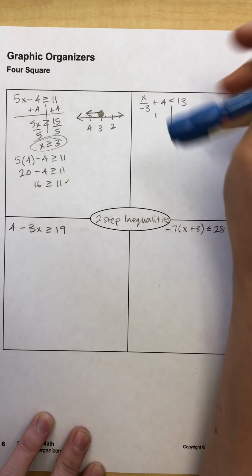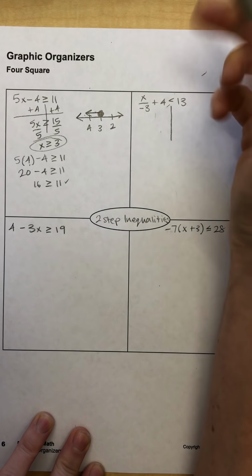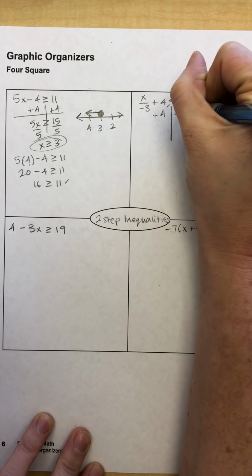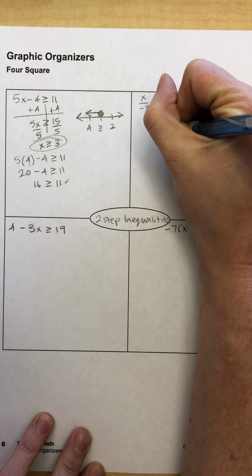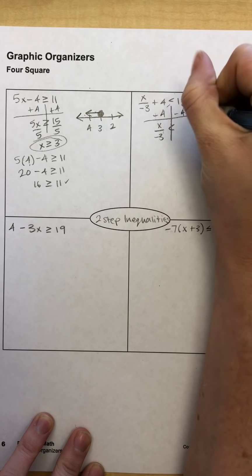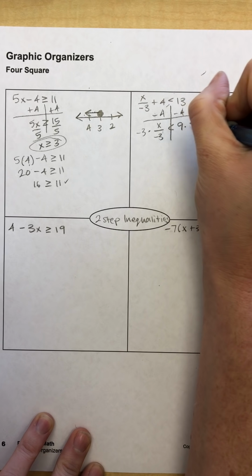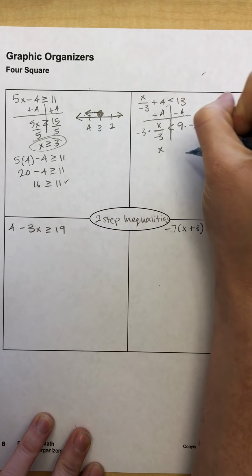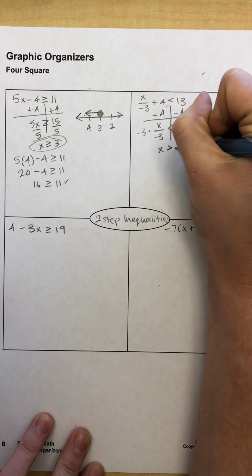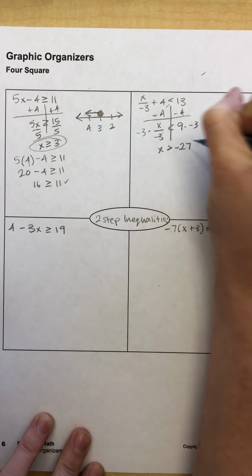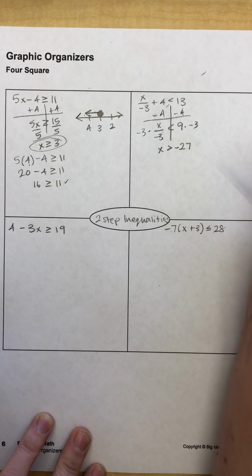On this one, we are going to not add 4, subtract 4 from both sides. And you're going to have x over negative 3 is less than 9. Then we're going to multiply both sides by a negative 3. When you multiply both sides by a negative, you have to flip the inequality sign. And so it's going to be x is greater than a negative 27.